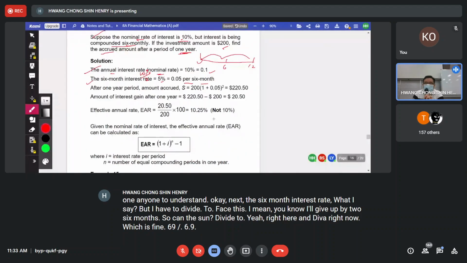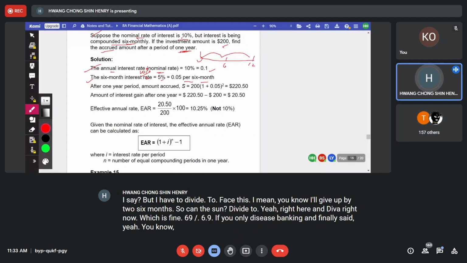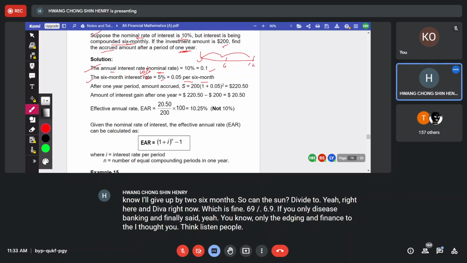Hey, do you learn this in banking and finance subject? You think banking and finance subject? No. Only the banking and finance student. I thought you all take the same first year, take the same paper. No. Then you all never learn simple interest. So you all know how to calculate money. Then I can cheat you already. No, I'm joking.